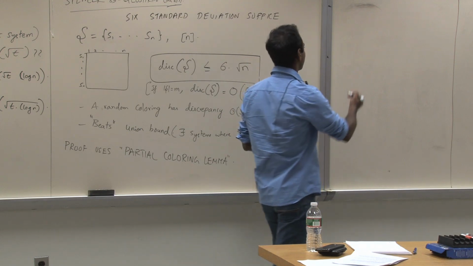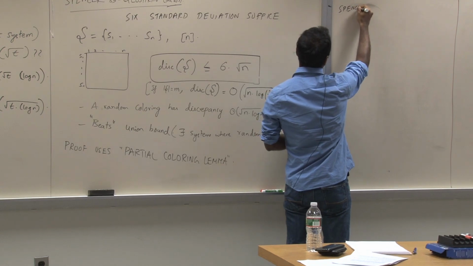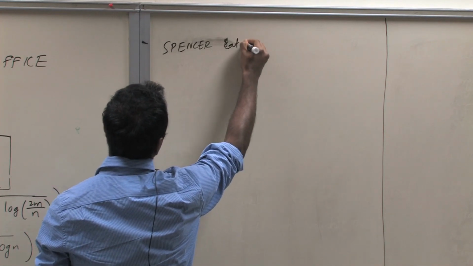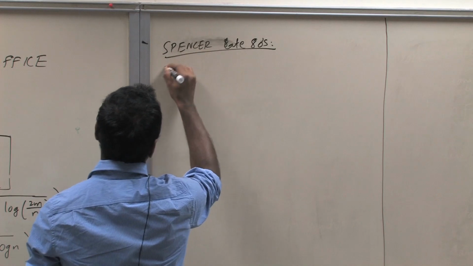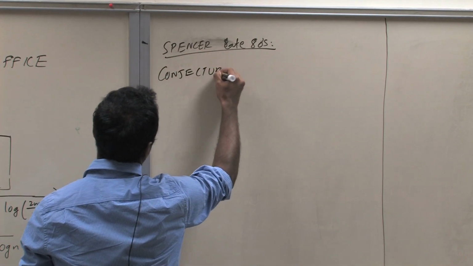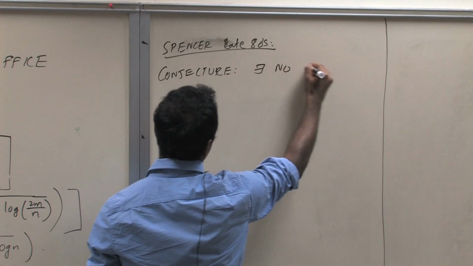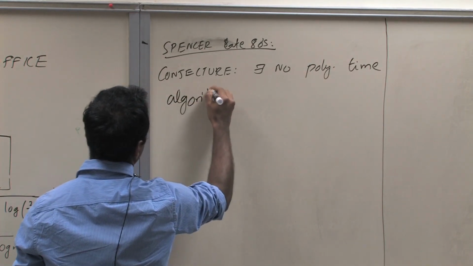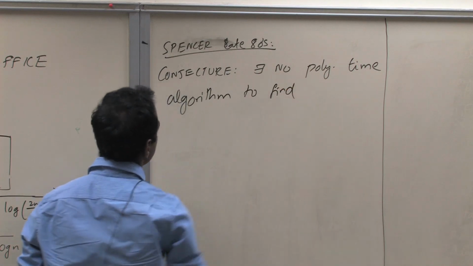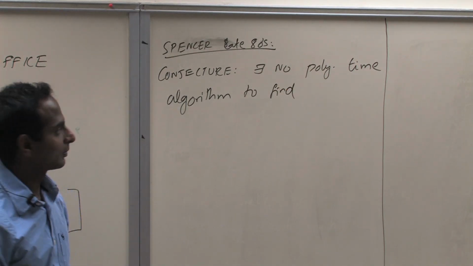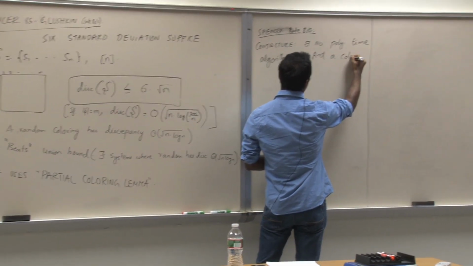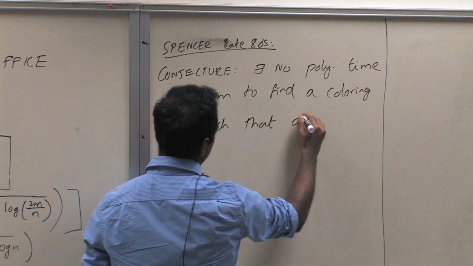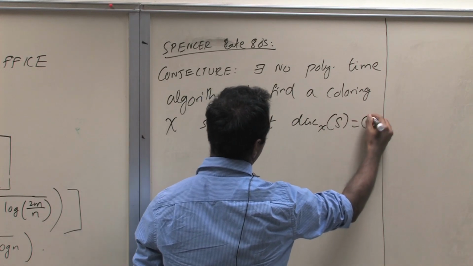In fact, he also conjectured in the late 80s a conjecture: there exists no polynomial time algorithm to find a coloring chi such that discrepancy of chi on S is O of square root n.